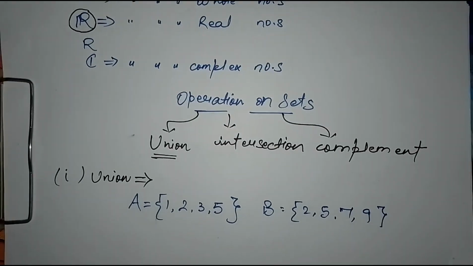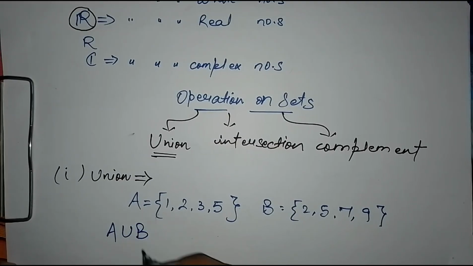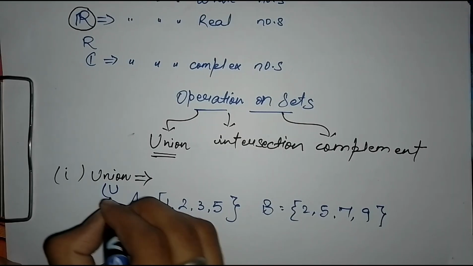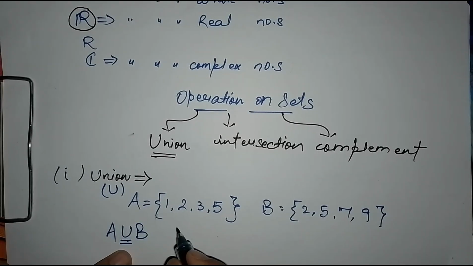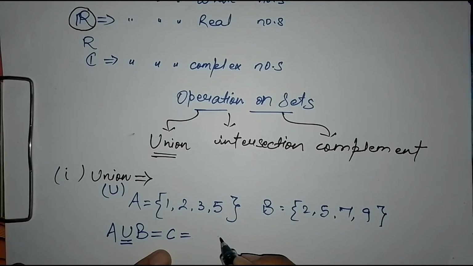So the union of these sets, A union B. By the way, this is the sign of union. So what would be A union B? As I told you, let's suppose that A union B is a set C. So what would this set C be?